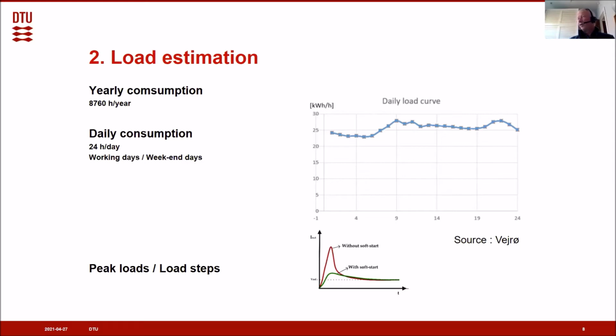But first of all, here we have an example of the daily load curve from Vejrø, a little island south of Zealand, where we have an isolated system. And there's not very much difference between the maximum load and the minimum load during the day, but during the summer period, at this location here, we have a factor of 2 or something like that. But typically, try to make a good estimation hour by hour. It means that you will get 8,760 measurements or estimates over a year.